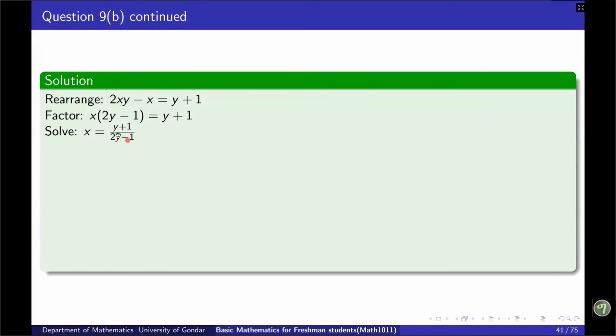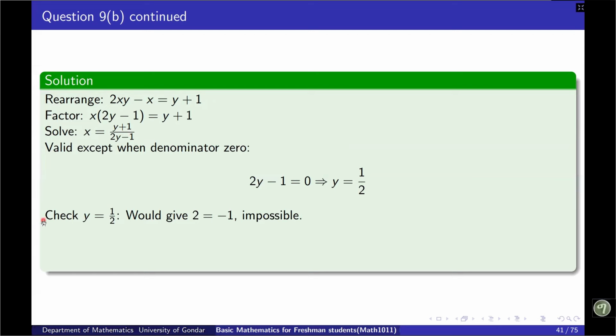But this one is undefined whenever y is equal to 1/2. At y = 1/2, this expression or rational function is undefined. Therefore, checking for y = 1/2 would give 2 = -1, which is impossible. Therefore, the range of the given function f could be R without this fraction, that is 1/2, where this is undefined.